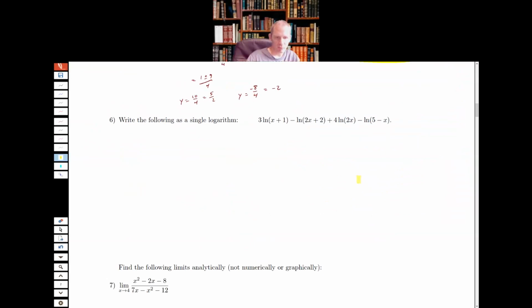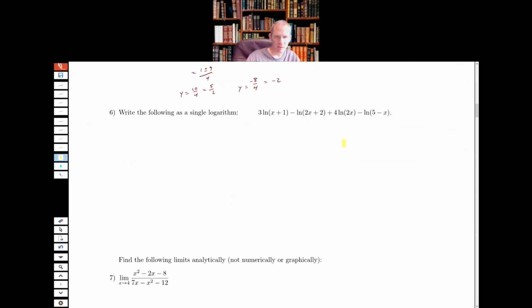Okay, so next one, working with properties of logarithms: write this as a single logarithm. What I want to do is use those rules that we had. This is maybe backwards from some of the examples we were doing in class, but it's the same set of rules. So I'll quickly write down what those are. Ln of a times b is ln of a plus ln of b. Ln of a divided by b is ln of a minus ln of b. And b times ln of a is ln of a to the power of b.